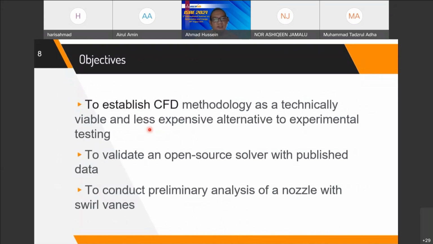Now, the objective of this study is to establish the CFD method as a technically viable and less expensive alternative to experimental testing, to validate an open source solver with published data, and to conduct a preliminary analysis of a nozzle with swirl vanes.